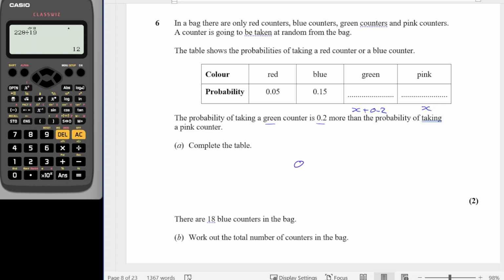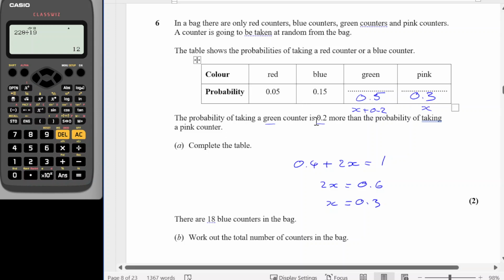So 0.25 plus 0.15 is 0.4. So currently we've got 0.4 in terms of numbers, plus 2 lots of X, and that's going to be equal to 1. So 2X is going to be equal to 0.6, so X is going to be equal to 0.3. Meaning that the probability of it being pink is 0.3 and the probability of it being green is 0.5. And when I did this on the foundation tier, I got those two the wrong way around, but I don't think it's a major issue.